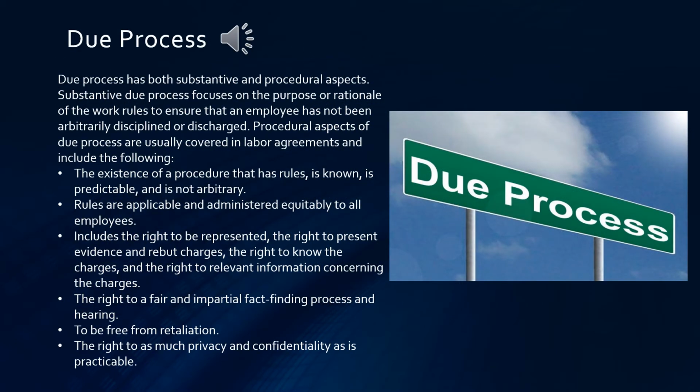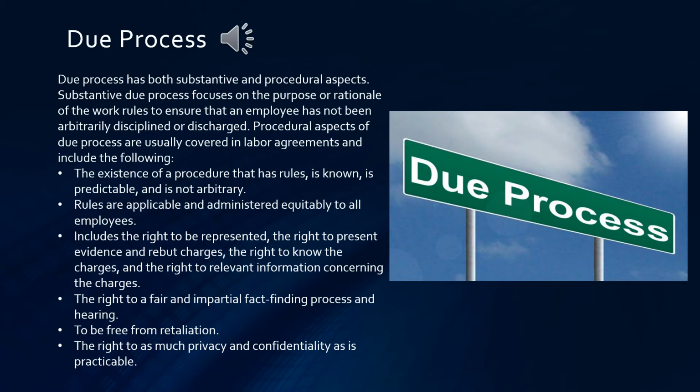Due process. Due process has both substantive and procedural aspects. Substantive due process focuses on the purpose or rationale of the work rules to ensure that an employee has not been arbitrarily disciplined or discharged. Procedural aspects of due process are usually covered in labor agreements and include the following.